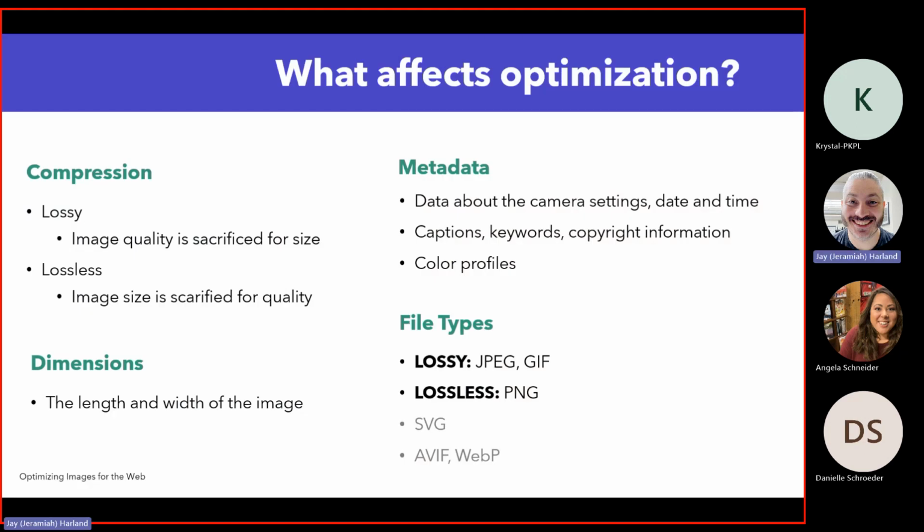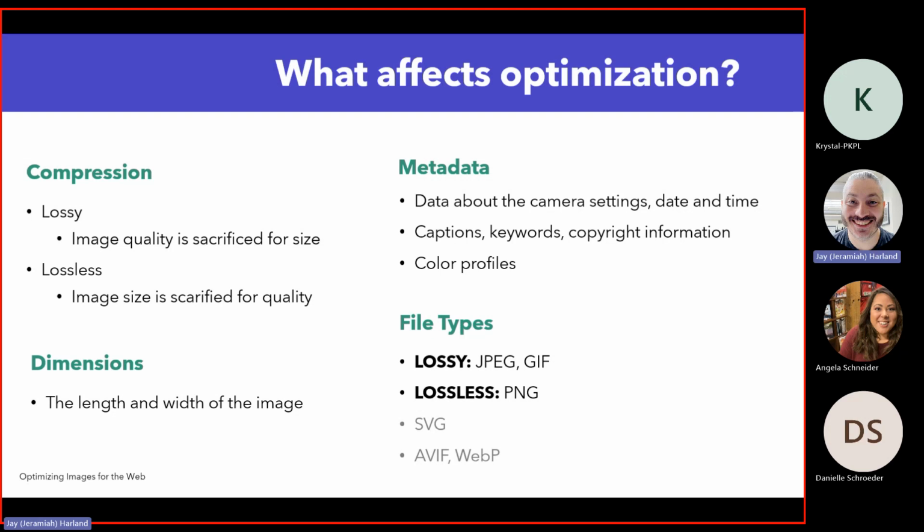Some of these terms here, I just want to touch on them, but this was probably the most technical part of the discussion. So compression is huge when it comes to optimizing images for the web. The two main types of compression are lossy and lossless, and you can remember them by one sacrifices quality for size and the other sacrifices size for quality.